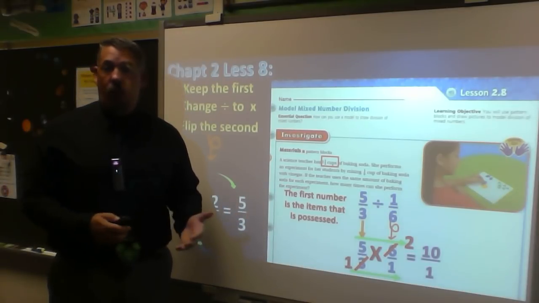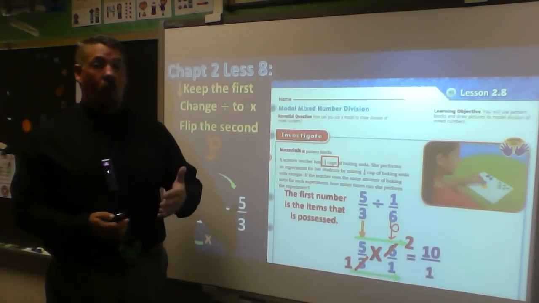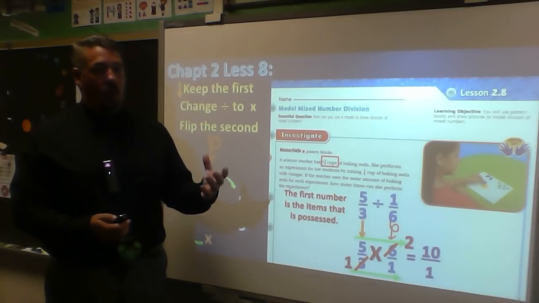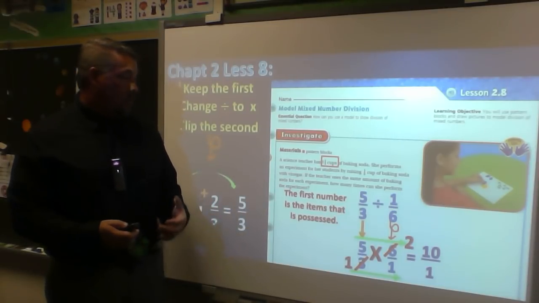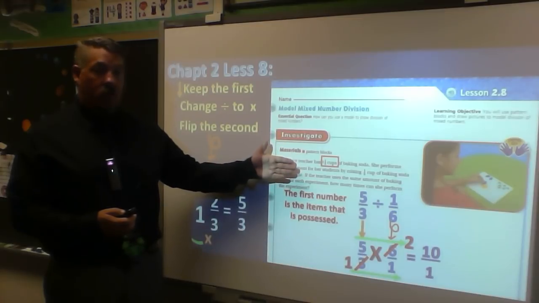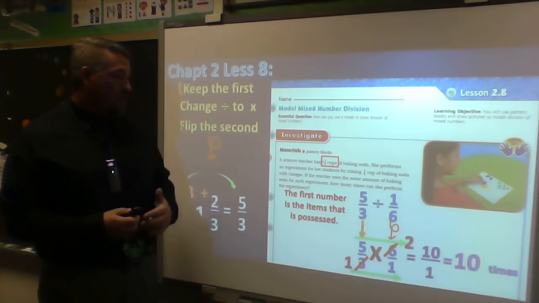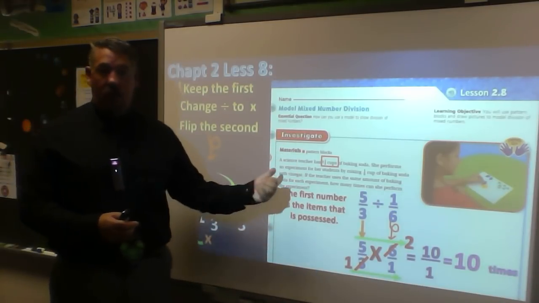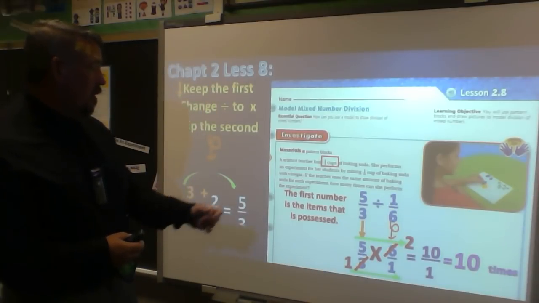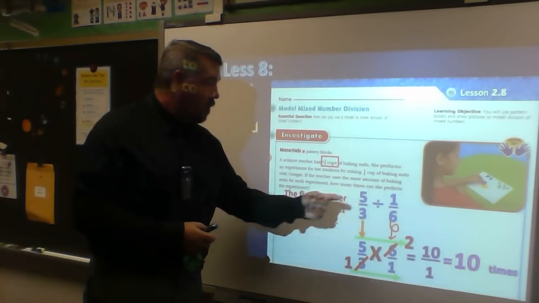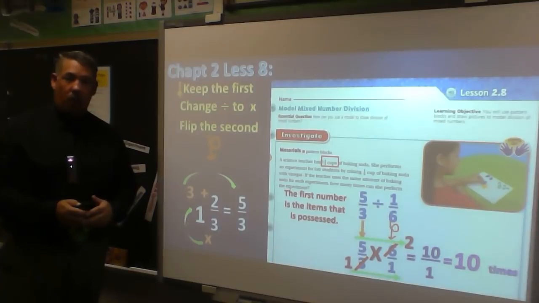So I end up with 10/1, and anytime I have 10/1, I'm going to keep that whole number and drop the 1 off. So I know I have 10, but I had a story problem, right? 10 what? So I know I have 10 times that I can do that experiment, because the question says, how many times can she perform the experiment?